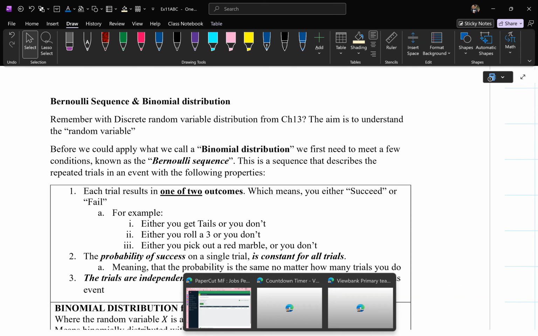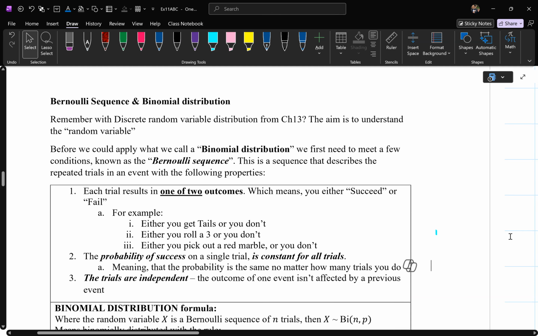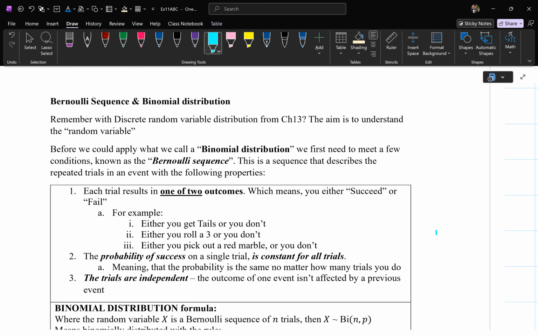All right, we're recording. Last bit for today, and pretty much that's the end of Unit 2. This is from the Year 12, Chapter 13. For you guys, it should be 11C.